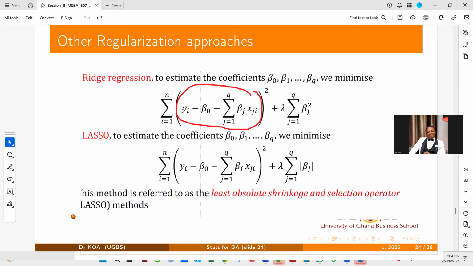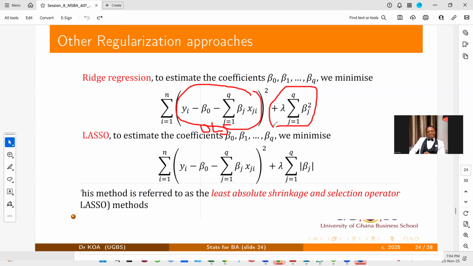Remember that in the OLS, we had the error. So this whole thing is the error. And then we square the error, and then we sum them. That's it. So the OLS part is here. The ordinary least squares part is here. But I've added a regularization parameter here. This parameter is what makes it ridge regression.